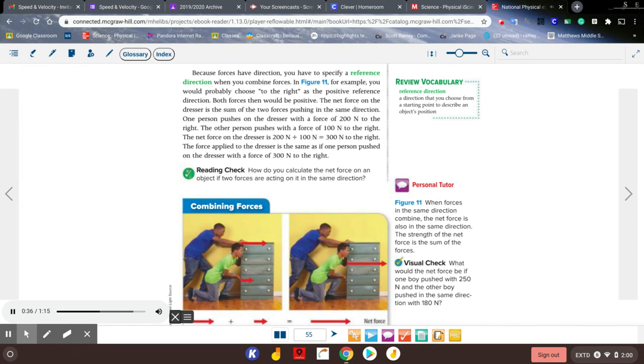The net force on the dresser is the sum of the two forces pushing in the same direction. One person pushes on the dresser with a force of 200 newtons to the right. The other person pushes with a force of 100 newtons to the right. The net force on the dresser is 200 newtons plus 100 newtons equals 300 newtons to the right. The force applied to the dresser is the same as if one person pushed on the dresser with a force of 300 newtons to the right. Reading check. How do you calculate the net force on an object if two forces are acting on it in the same direction?